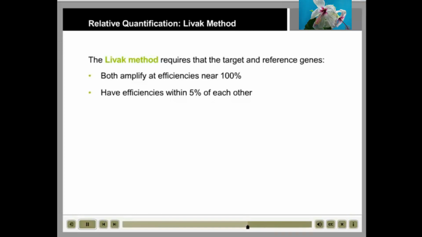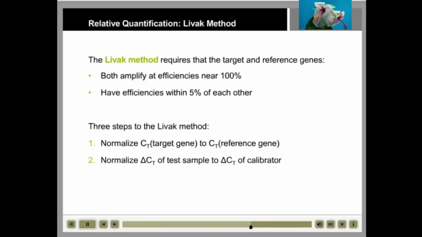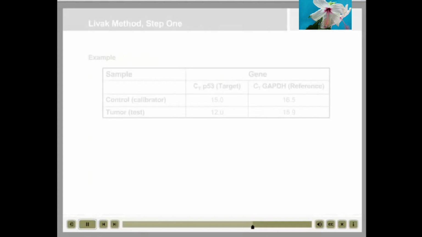The Livak method is also called the delta-delta-CT or double CT method because it requires the determination of 2 delta CT or difference in CT values. In the first step, normalize the CT of the target gene to the CT of the reference gene. In the second step, normalize the delta CT of the test sample to the delta CT of the calibrator sample. In the third step, calculate the expression ratio or fold difference.